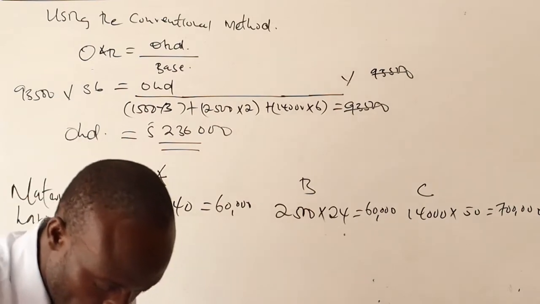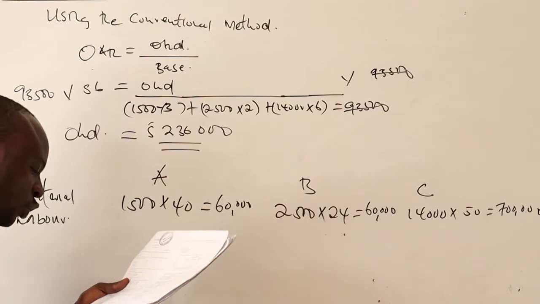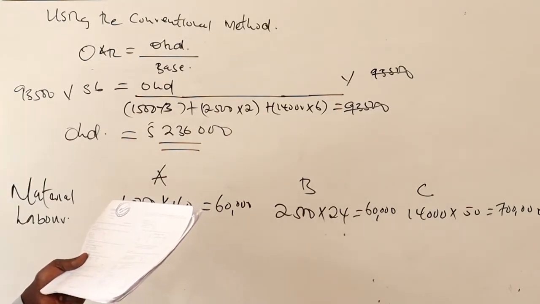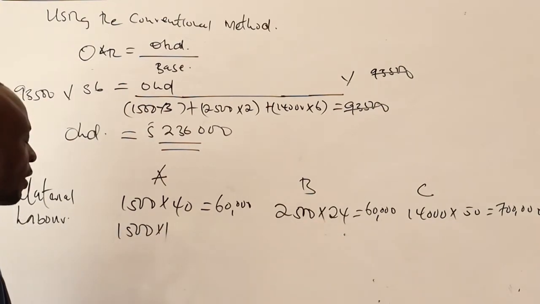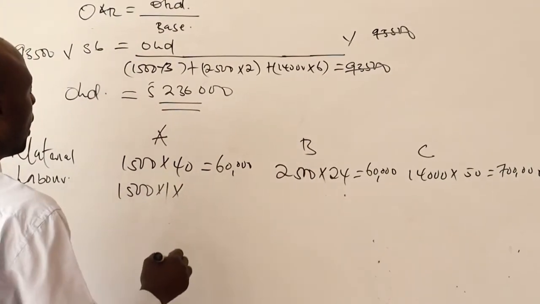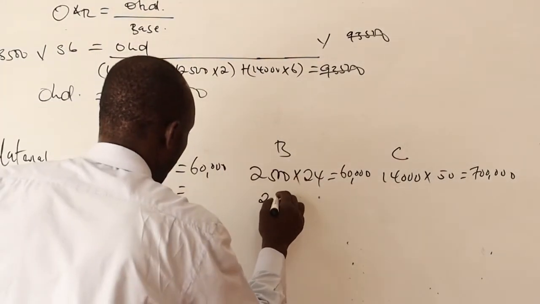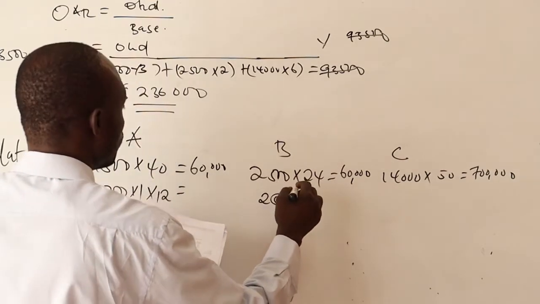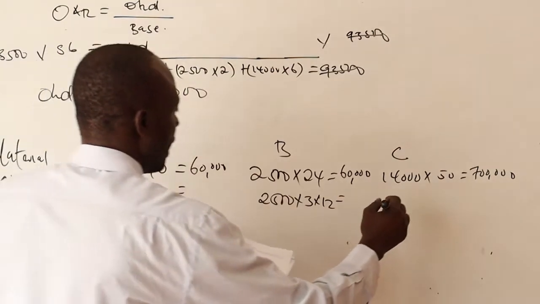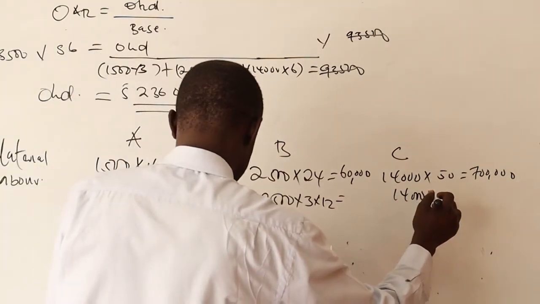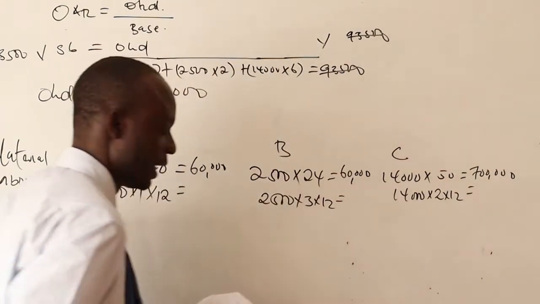Then there is labor cost. So we've been told each unit of product A requires 1 hour. So we get the total number of hours here. So it will be 15 times 1 to get the total number of hours. And each hour requires 12 shillings. And then here we're going to multiply 2,500 times 3. Each unit requires 3 hours, and then the rate is 12. Here is 14,000 times 2 times 12. So that is the labor.